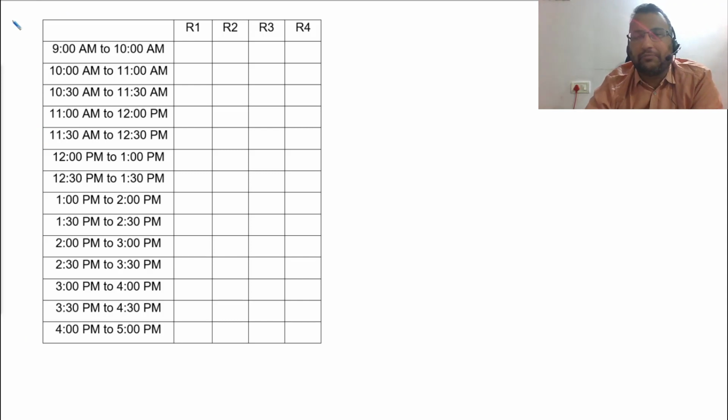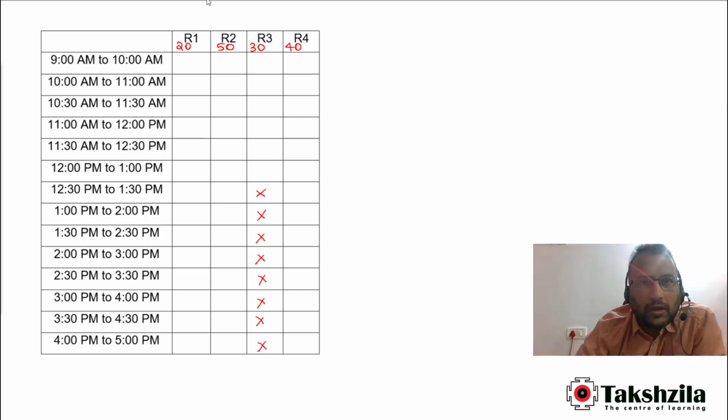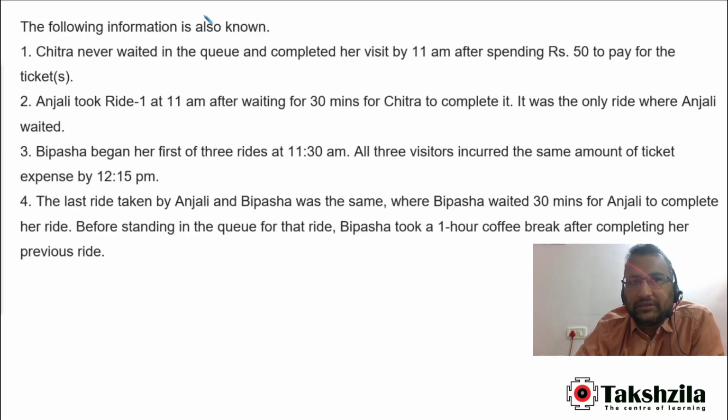Now let's have a look at how we can fill this table. Over here what we know is ride 1 costs ₹20, ride 2 costs ₹50, ride 3 ₹30 and ride 4 is ₹40. Along with that we also know that ride 3 should be completed before 1 o'clock. So for ride 3, the 12:30 to 1:30 slot is not available and all next slots are not available for ride 3. After this, let's read the first statement.